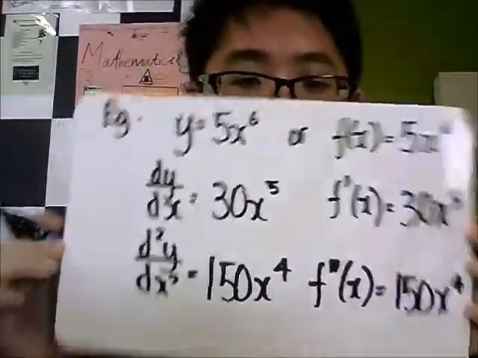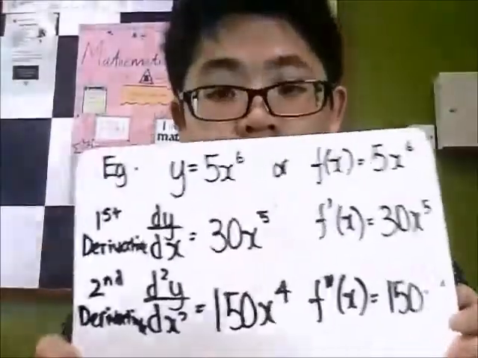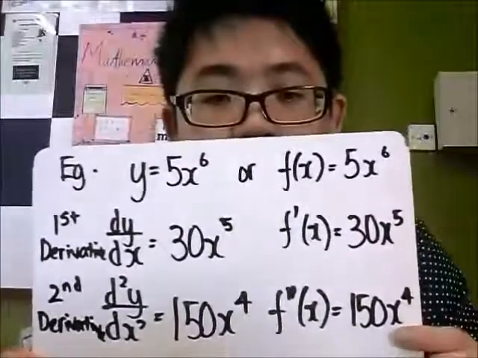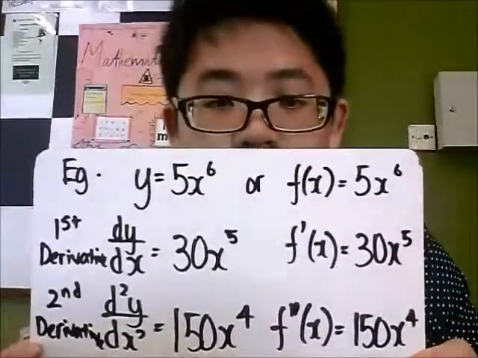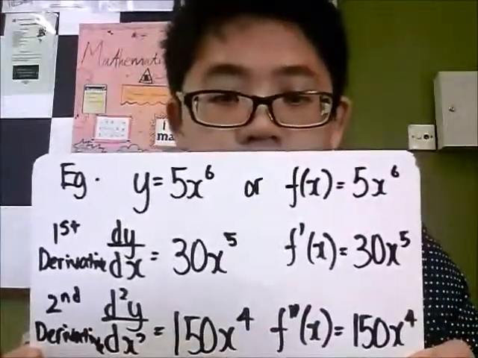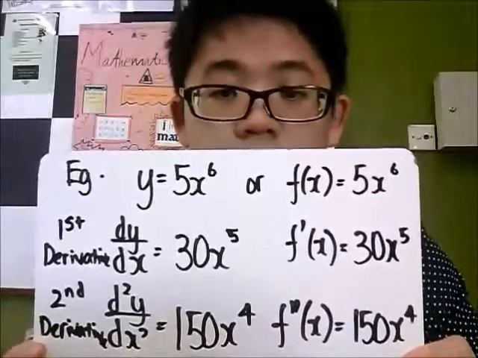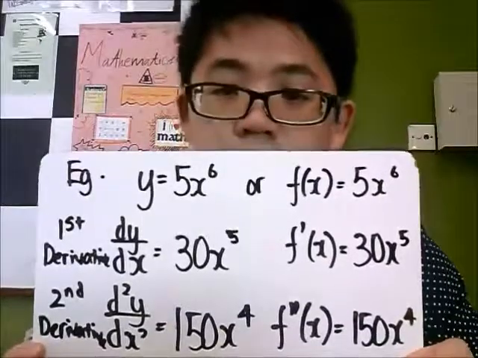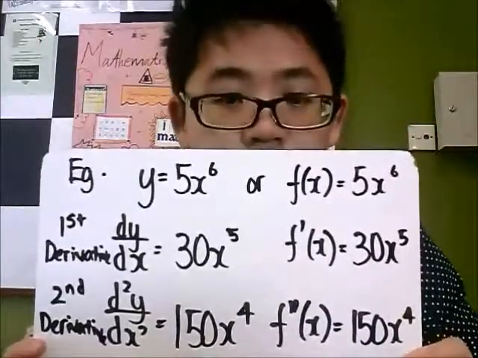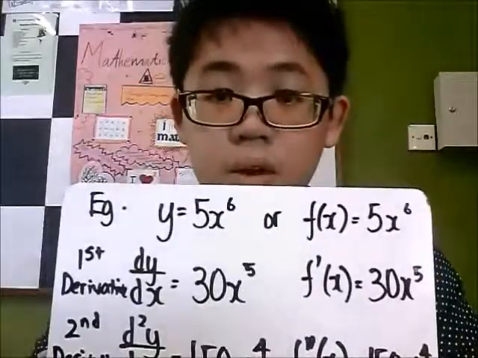So in short, please bear in mind that the first one is called the first derivative, the second one is the second derivative. And if this can continue, it will continue all the way, and so on and so forth. The next one will be third, fourth, and fifth. Okay? Got it?